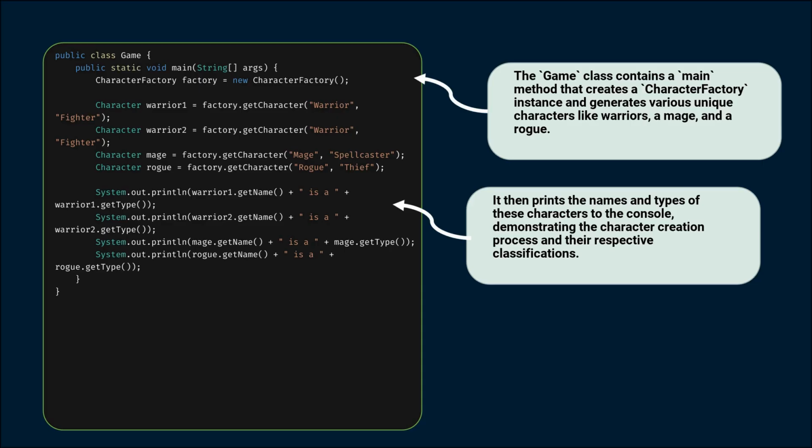We then create additional characters, including a mage and a rogue, and print out their names and types. This not only shows how to retrieve characters from the factory, but also emphasizes how the caching mechanism works to optimize performance, as highlighted by the message that the factory outputs when reusing an instance. This practice significantly enhances resource management within applications.